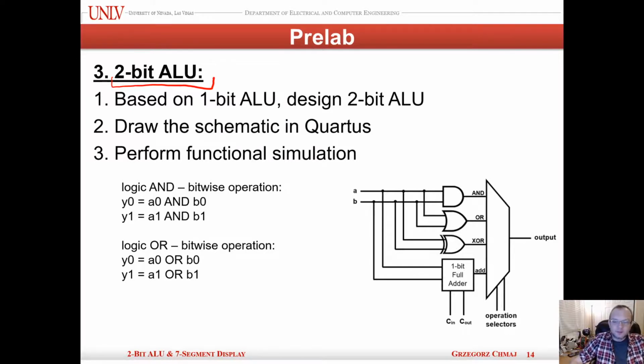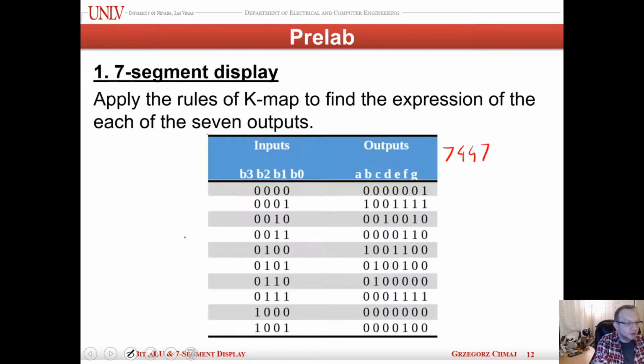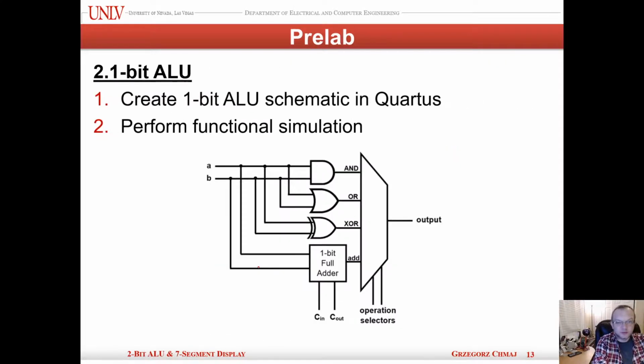Okay, so how to approach this problem? I will show you just the beginning, and then everything should be clear for everyone. Okay, so this is our 1-bit ALU. So we have A and B, and you remember that for a 2-bit ALU we have A0, A1, B0, B1. So how to approach this problem?